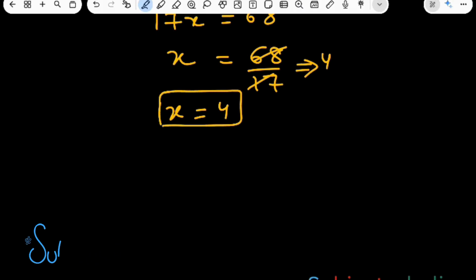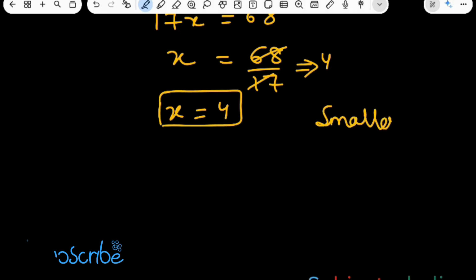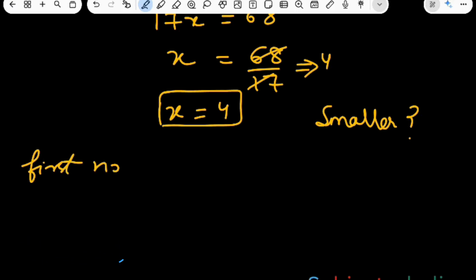Now we are asked in the question to find out the smaller number, right? But for that, what we need to do is solve it by taking the value of x. So our first number is 6 multiply 4, that is 6x. So we get the output as 24, right, students?